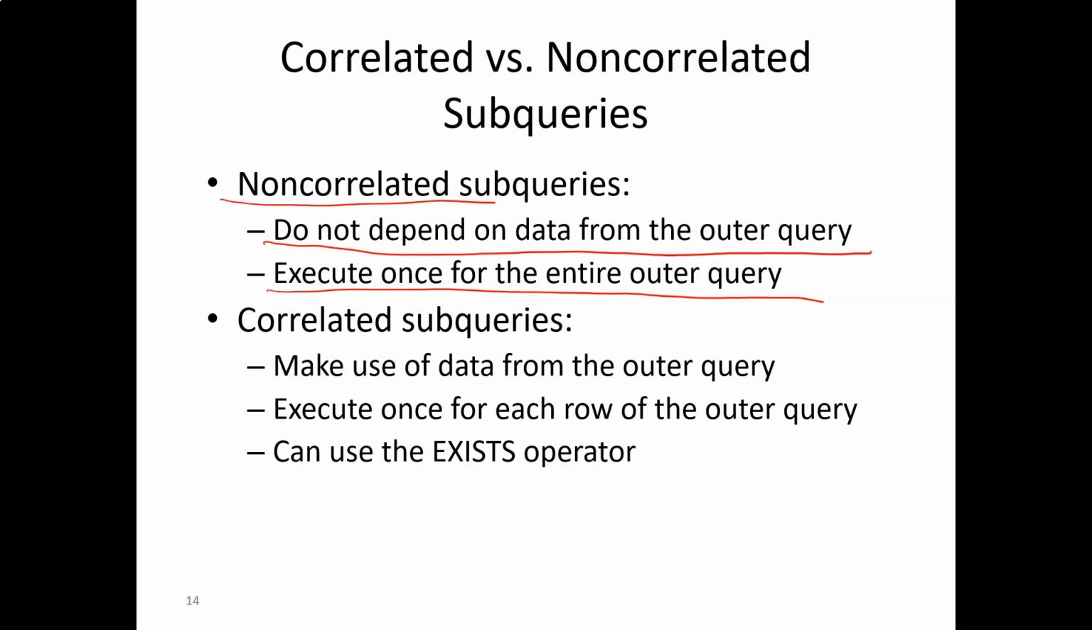There is also another category called a correlated subquery. They actually make use of data from the outer query, and they execute the inner query once for each row of the outer query. And they may use operators like exists or not exists.